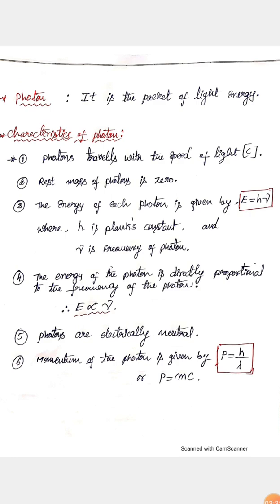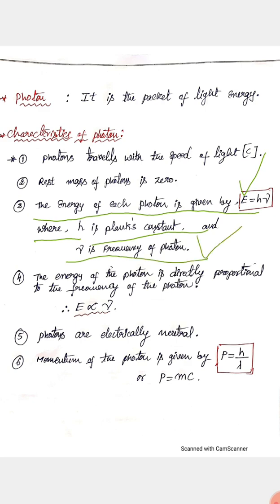Next point is that energy of each photon is given by E is equals to h nu, where h is what? Planck's constant, and nu is what? Frequency of the photon. Whatever the frequency value is there, if you substitute and if you multiply with the h value, that is Planck's constant value, you will get the energy of the photon. The energy of photon can be determined by using the equation E is equals to h nu. H is what here? Planck's constant.